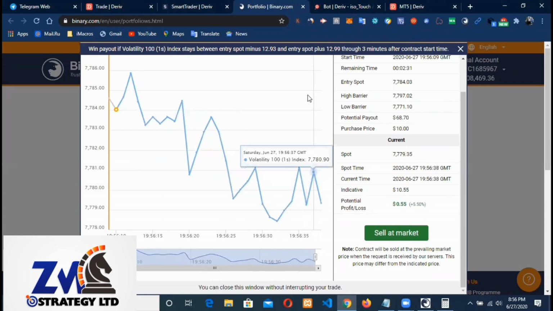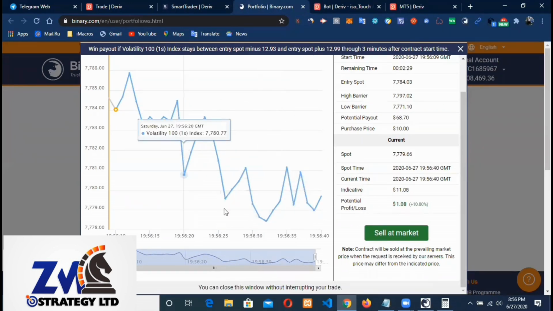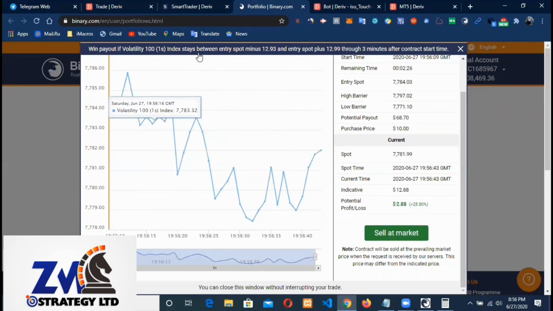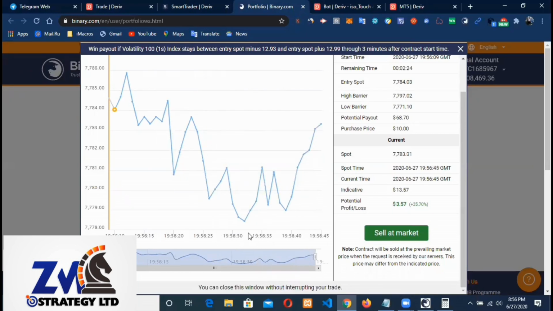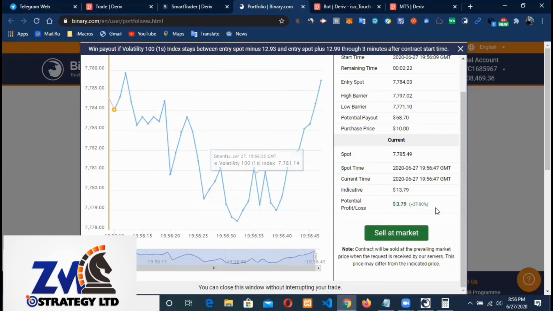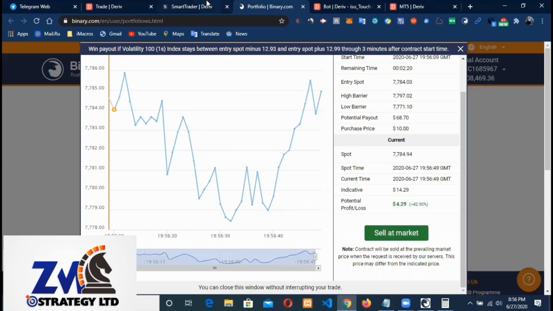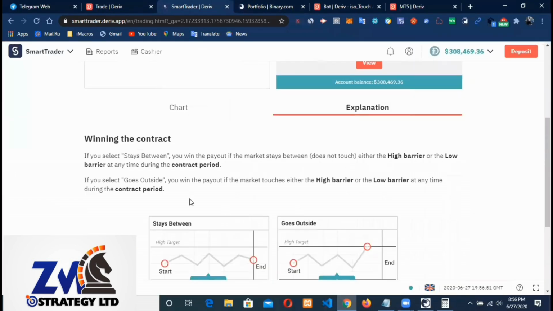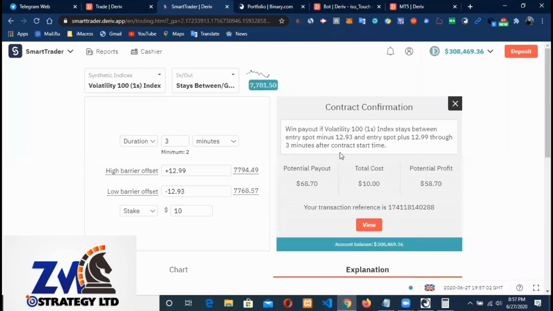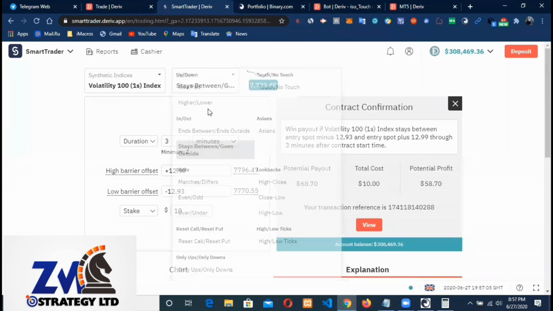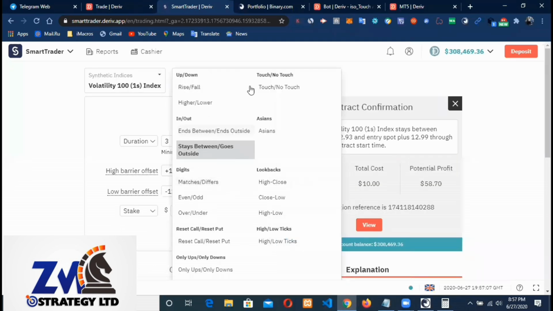But if the market did not touch any of the barriers and is in between, above the lower barrier and also below the upper barrier, we are going to make profit, because you can see here is the explanation. Now if you select stay between, you win the payout if the market stays between and does not touch. You are seeing it here, does not touch. That's why I'm saying that this stay between and goes outside is the same thing as touch and not touch.